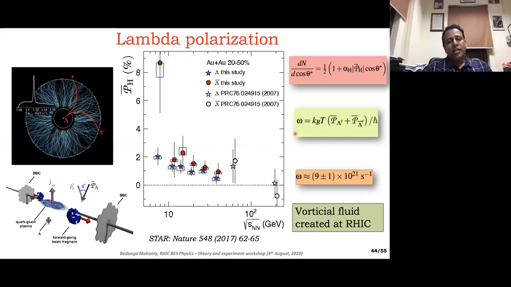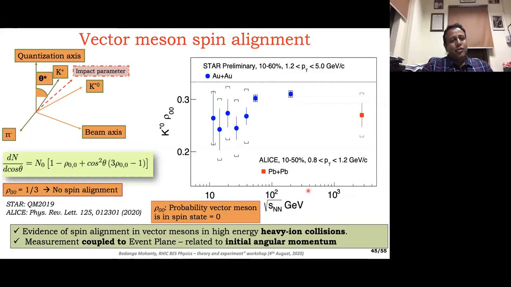This polarization could be related to the vorticity, the thermal vorticity of the system, and in a model estimate this is of the order of 10 to the power 21 per second, indicating that we have a rotating matter formed at these RHIC beam energy scan energies. Another interesting effect of this large angular momentum could be arising because of the spin orbital angular momentum interactions. So how does one get access to that?